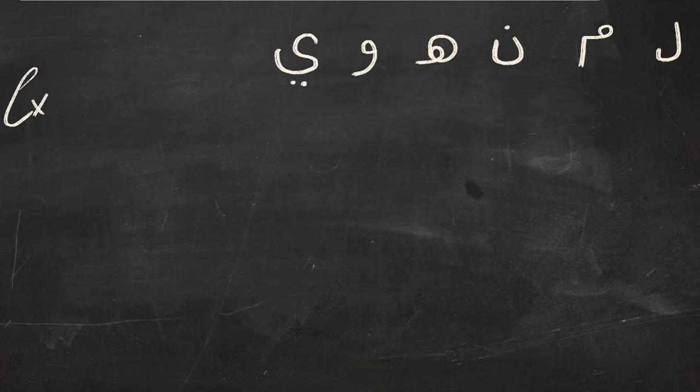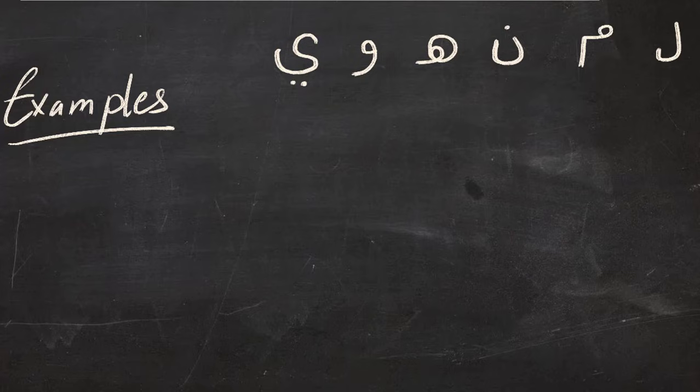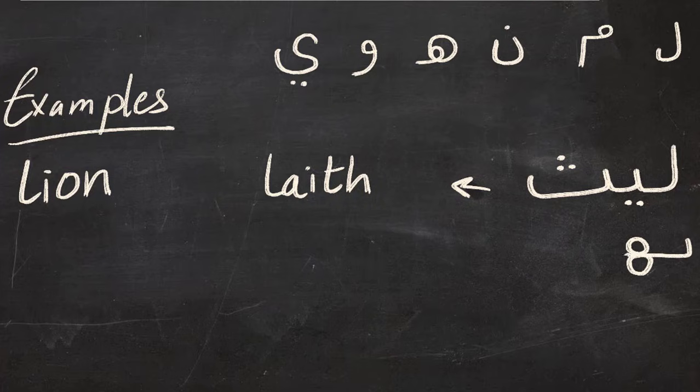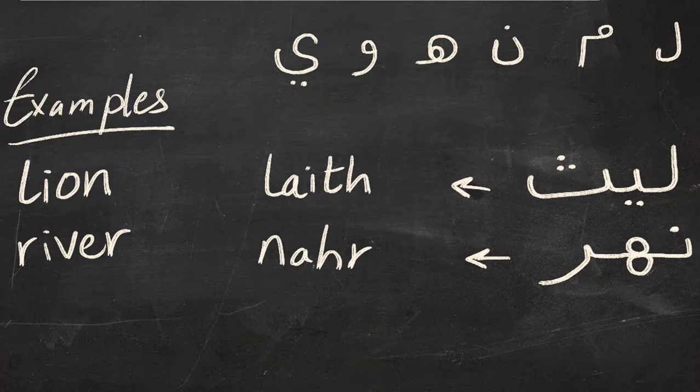Now, I have deliberately left one letter out, and I want you to try and find it out. I'm going to write it down at the end of this set of examples, but I want you to try and focus on which one I have missed. So the first example we have is Leif, and Leif means lion. Of course, it is made up of 3 letters. And the next example is Nahr. Nahr is made up of 3 letters, and they are Nun, Ha, and Ra, and it means river.